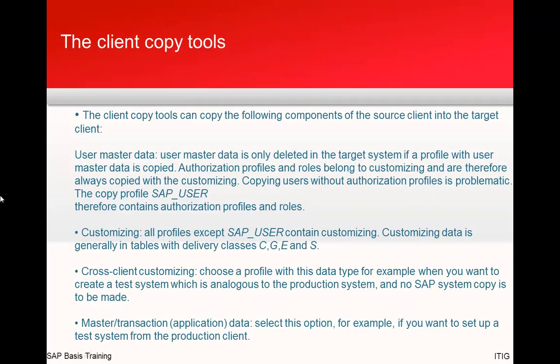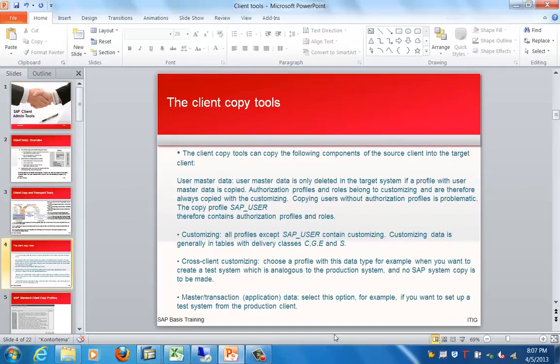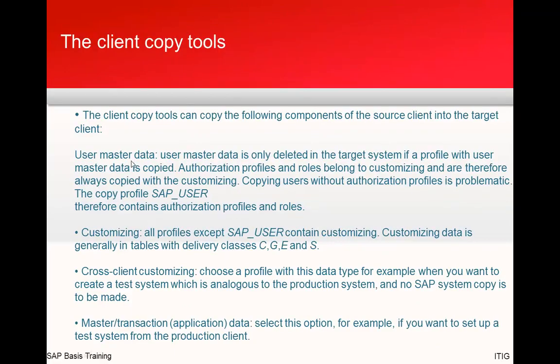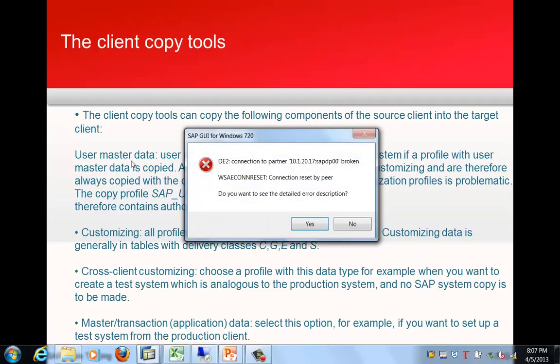So the client copy tools can copy the following components of the source client into the target. Basically user master data. User master is only deleted in the target system if the profile with user master data is copied. Authorization profiles and roles belonging to the customizing are therefore always copied with customizing.